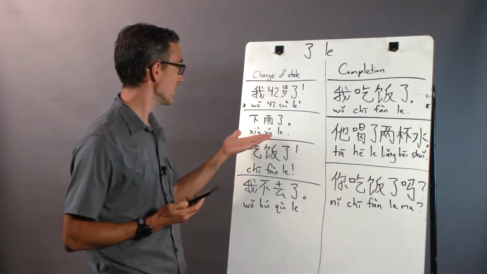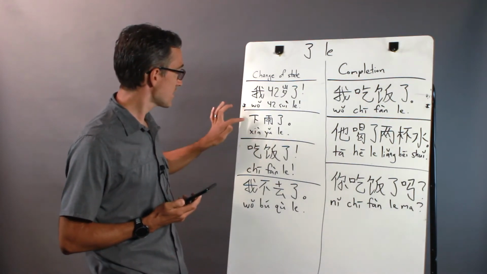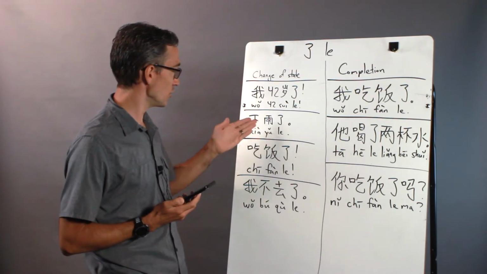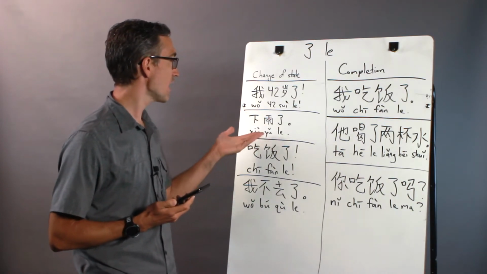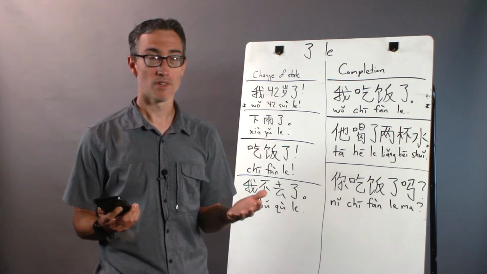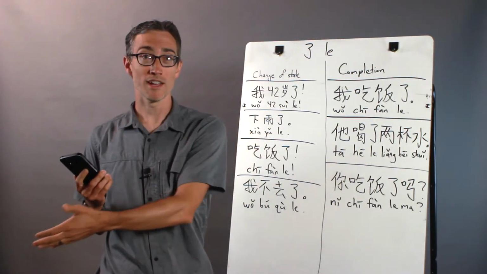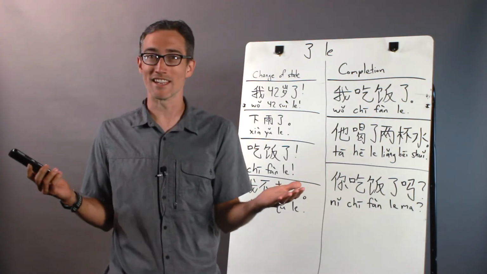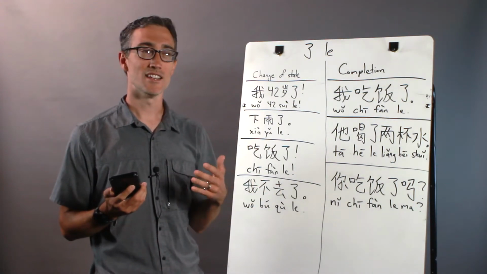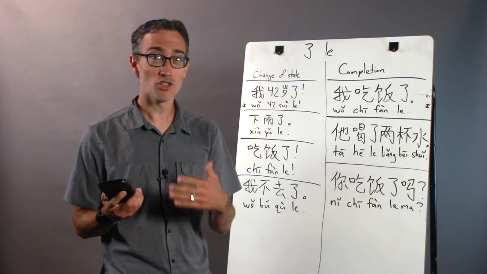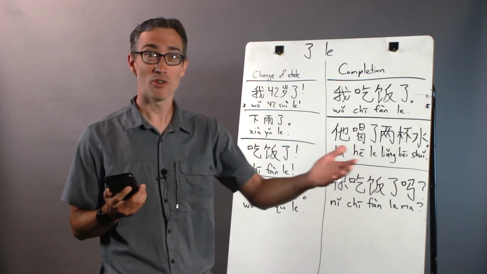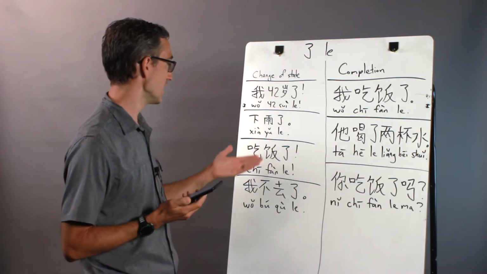Here we have another phrase, 下雨了. 下 means down or under, 雨 is rain, and then 了. So 下雨 is the phrase, it's raining. The 了 here indicates that it's begun raining. It wasn't raining before, and now it's raining. 下雨了, it's raining. That's how I would say, if I would tell my children, look outside, it's raining. I would say, 下雨了. It has begun raining, essentially.